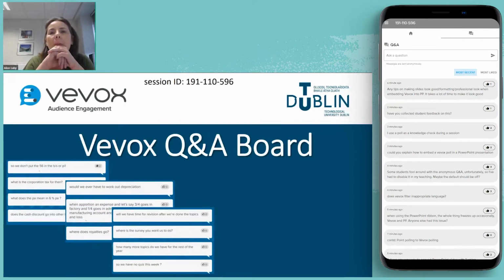I have to say, my virtual deliveries changed instantly. I went from being completely passive, thinking I'm the only person on this session, into suddenly a really dynamic environment. Within the first day of using it, questions started coming in, as you can see on the print screens there. So we don't put 56 on the balance sheet. But what is corporation tax for? What do you mean by PA?